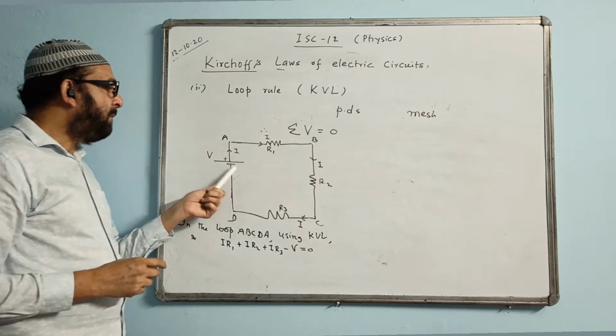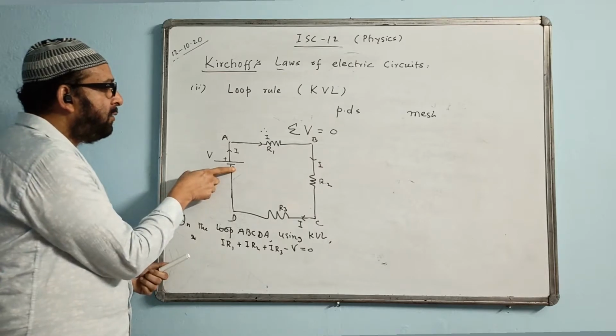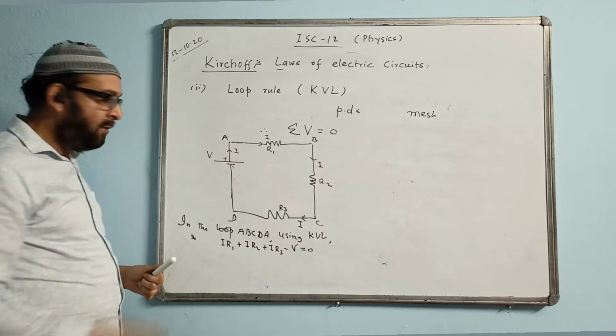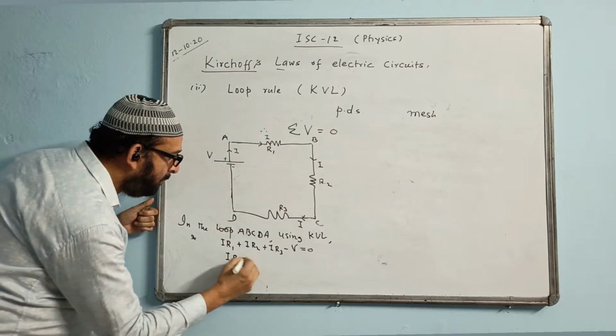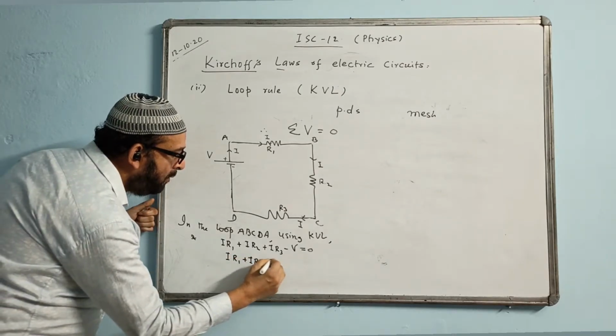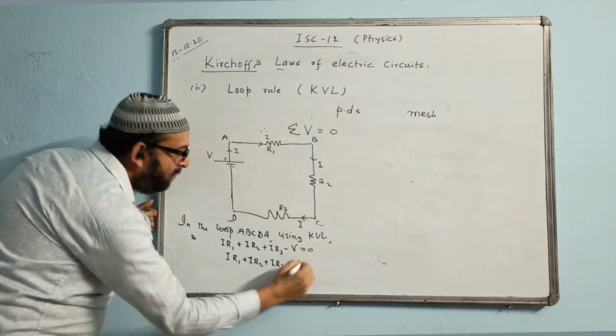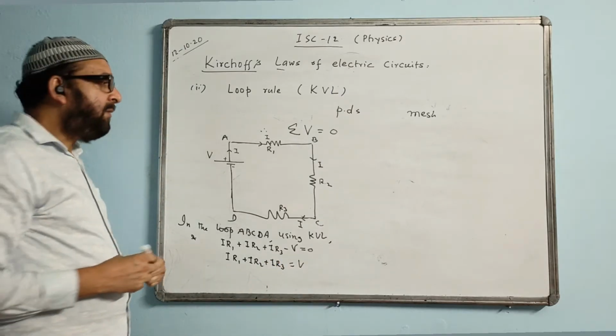If it is the plus terminal, then plus B equal to 0. But just now it is minus, so here that is minus B equal to 0. If you take the minus sign to the other side, it becomes like this: IR1 plus IR2 plus IR3 is equal to V. That means we can take it.